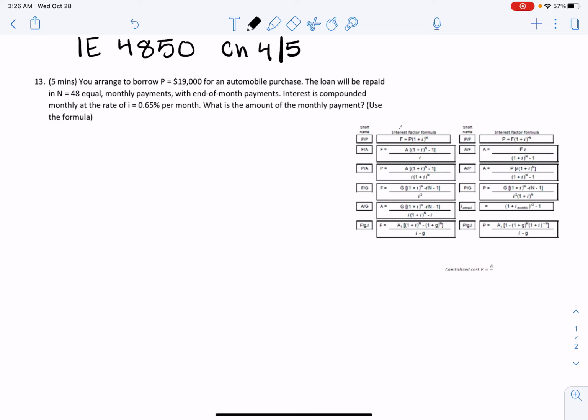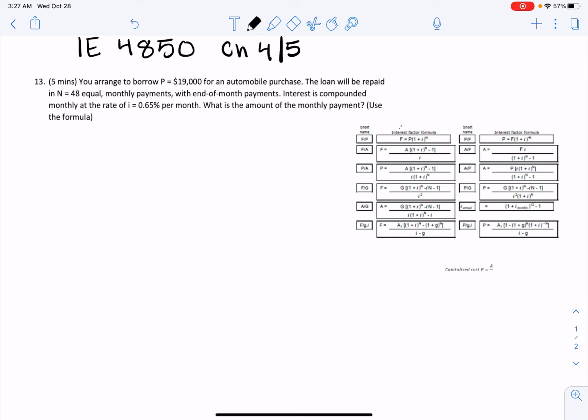I am a junior studying industrial engineering, and today I'm going to be covering a few questions in the course, I.E. 4850, which is just industrial engineering economics and economy. And these are just basic principles in chapters 4 and 5, and the course focuses on these basics. It just builds up from here, so it's really important to get these down.